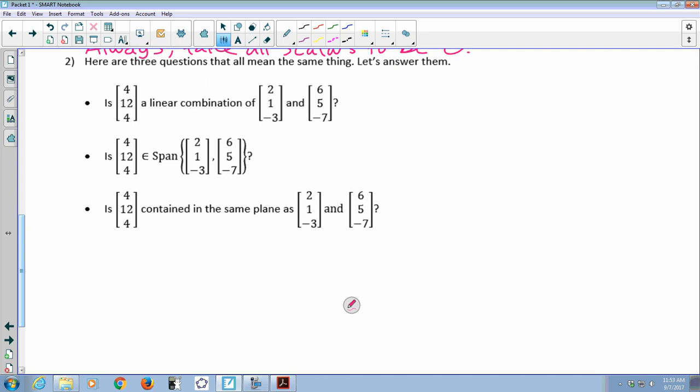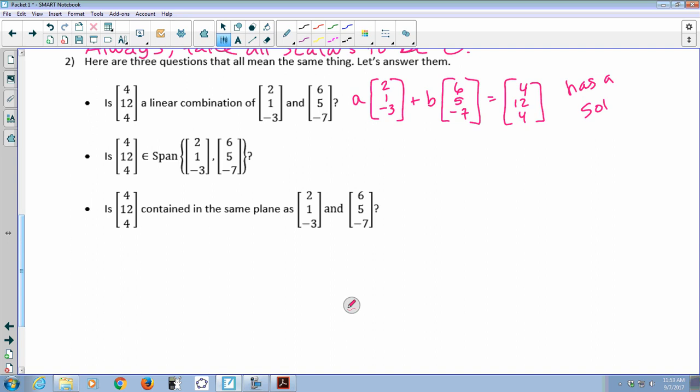If it's a linear combination, that means that I can put scalars on those two and add them together and get that. So I could say 2, 1, negative 3 times some unknown scalar, we'll call it A, plus another scalar times 6, 5, negative 7. Is there an A and B that I can put on those two to build 4, 12, 4? Has a solution, right? If that has a solution, if there's an A and a B, then yes, it's a linear combination.